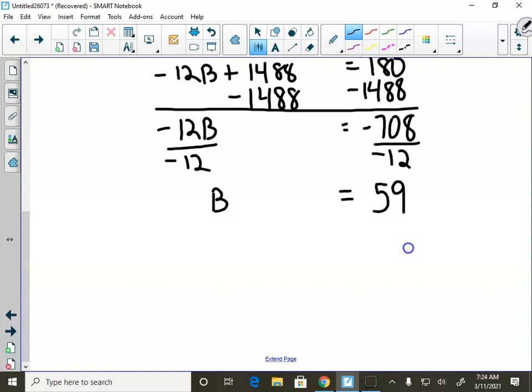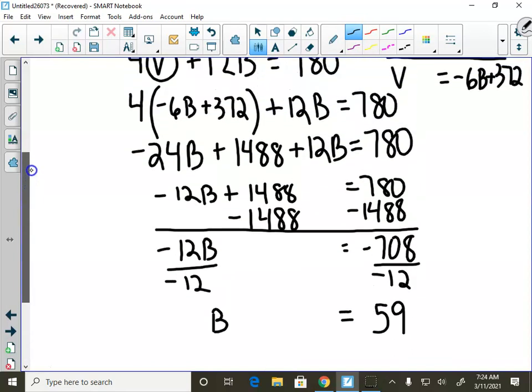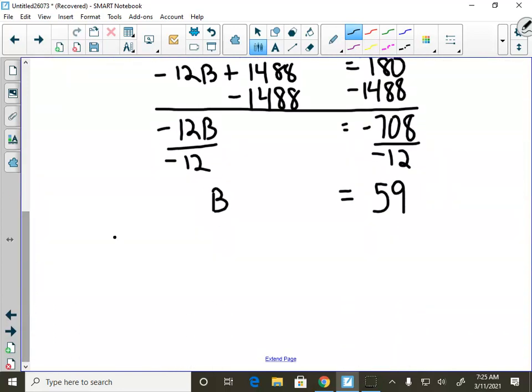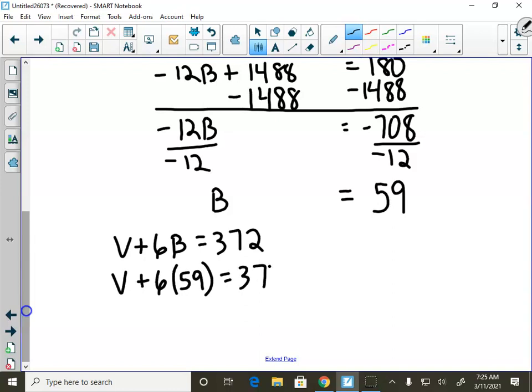Okay, so that means that 59 students on a bus. What we have to do now is we have to go back to the original equation, again knowing b is 59. We'll go back to the original equation, and you can substitute into either this one or this one. I would suggest the top one, but it doesn't matter. You could do either one. And we have v plus 6b is 372. And then we'll substitute in 59 for b. So v plus 6 times 59 equals 372.